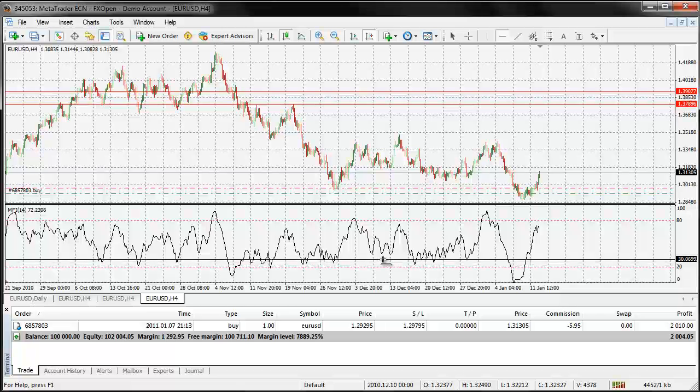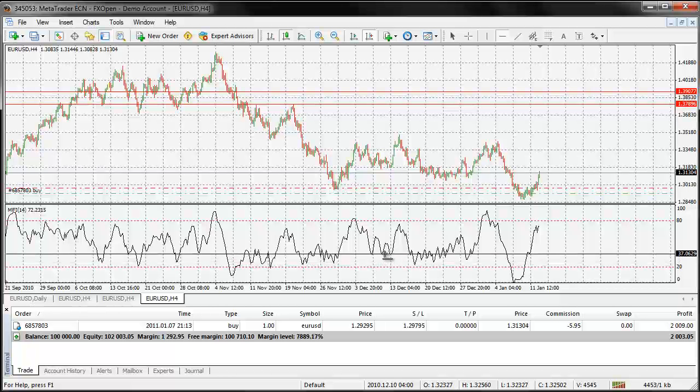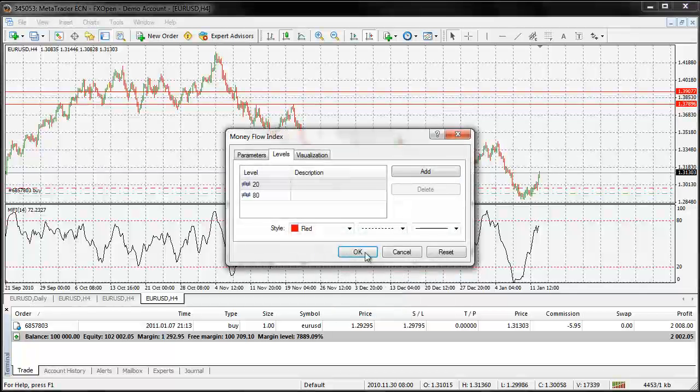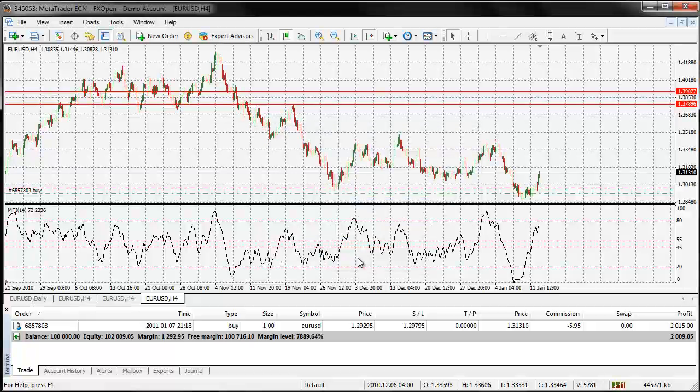So what I tend to do is I'll put in some more levels. Well, actually I can take that out. Let's just delete that. What I can do is right click on the indicator, go to the MFI properties, and I can go in and put in some other levels if I want to. Let's go ahead and add a 55 level, and then let's click another one and choose 45, and then click on OK.